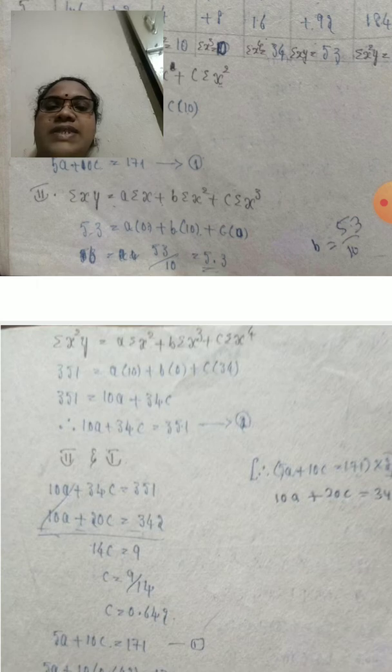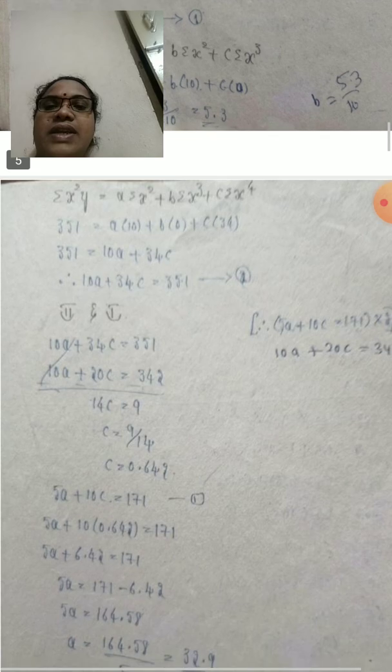Now the next equation is sigma x square y equals a sigma x square plus b sigma x cube plus c sigma x power 4. Sigma x square y is 351. A sigma x square, a into 10, plus b sigma x cube, b into 0, plus c sigma x power 4, which is 34. So 351 equals 10a plus 34c. This is the third equation.